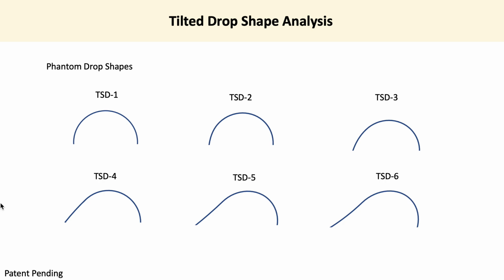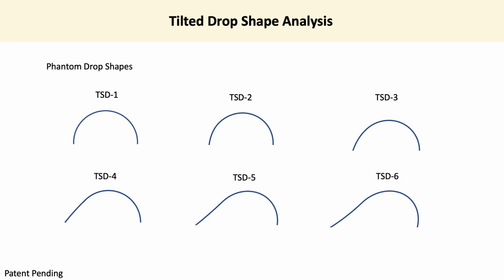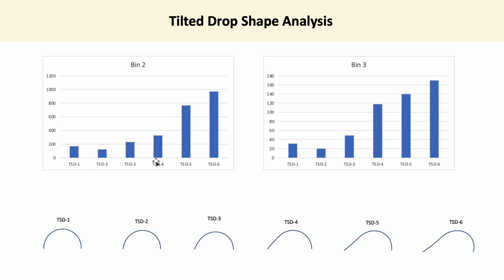So applying this radial grid system to these phantom shapes, first we look at bins 2 and 3, because bins 2 and 3 happen to capture these changes in shapes very well. You see here that there is an exponential increase in the magnitude of bin 2 and bin 3 as the shape goes from a perfect semicircle to a droplet that leans to the right. In other words, a droplet that's skewed to the left, in terms of where the tail is pointing.